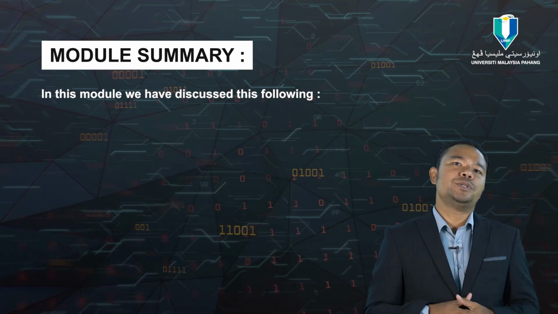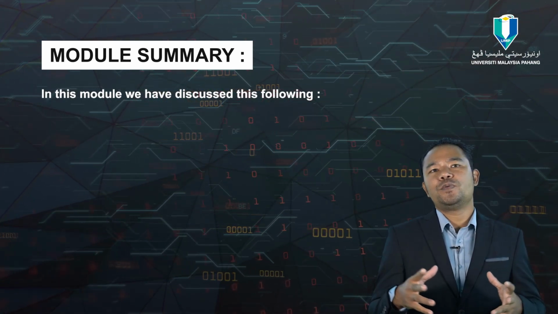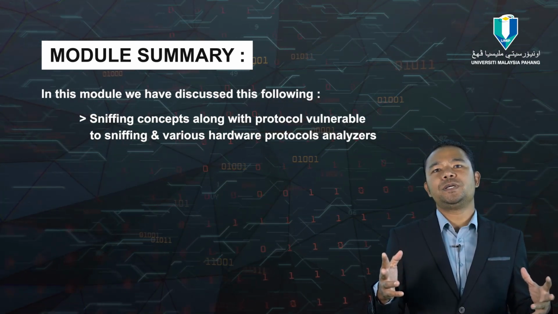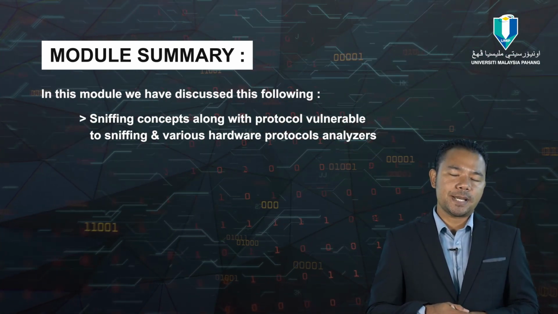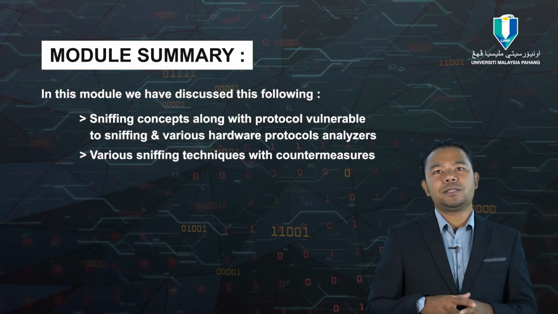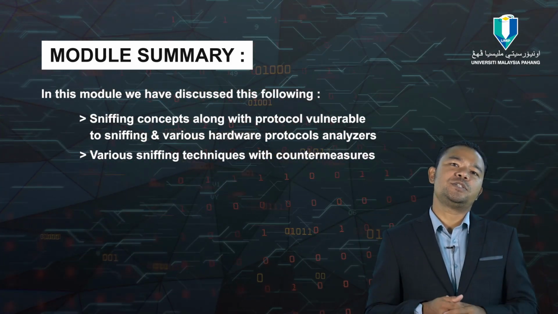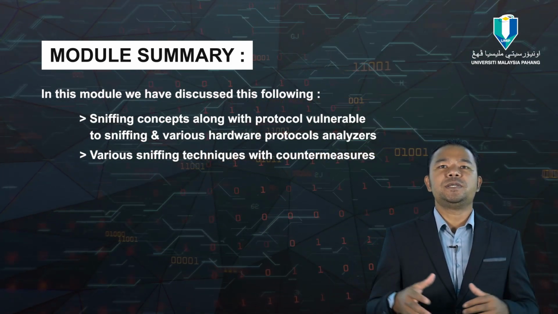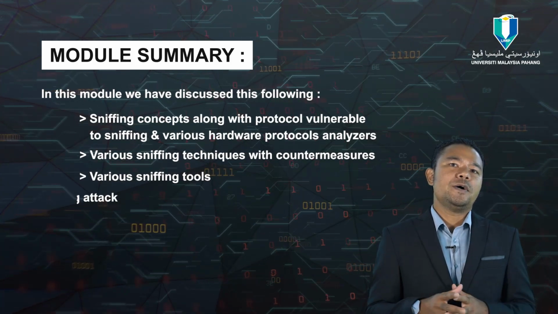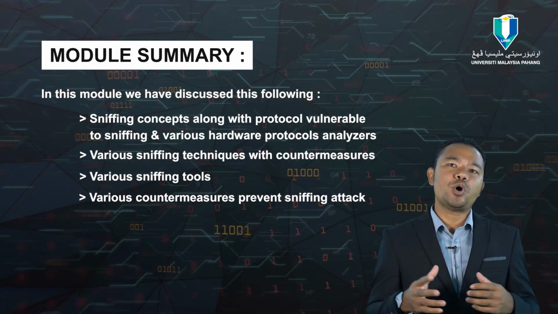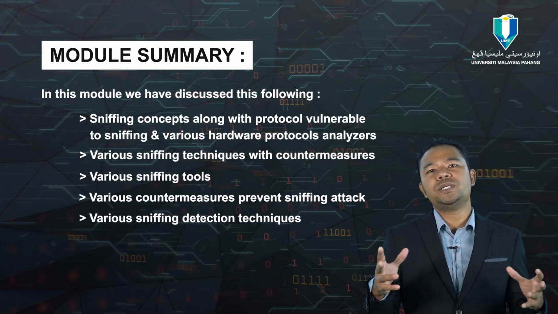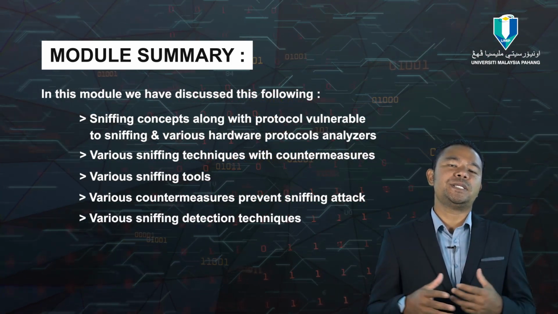In this module, we have discussed the following: sniffing concepts along with protocols vulnerable to sniffing and various hardware protocol analyzers; various sniffing techniques such as MAC attack, DHCP attack, ARP poisoning, spoofing attack, and DNS poisoning, along with their countermeasures; various sniffing tools; and various countermeasures to be employed in order to prevent sniffing attacks. The module concludes with a detailed discussion of various sniffing detection techniques.